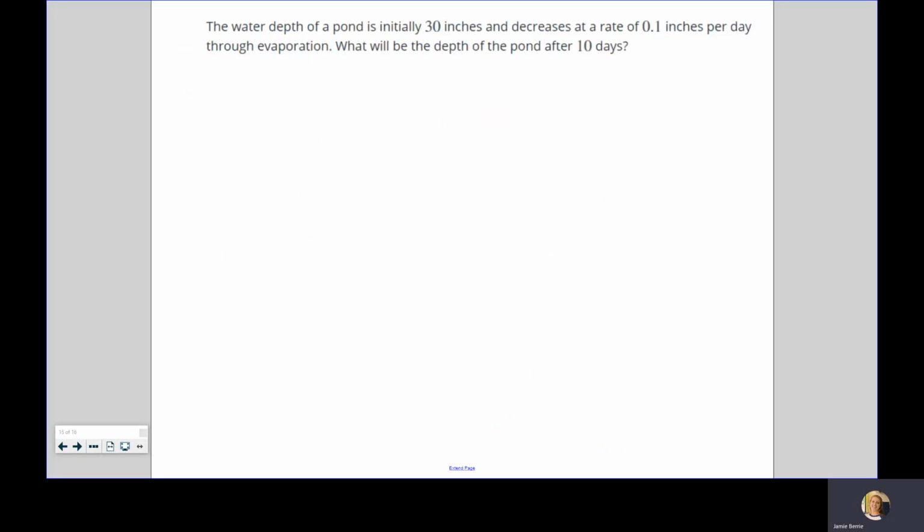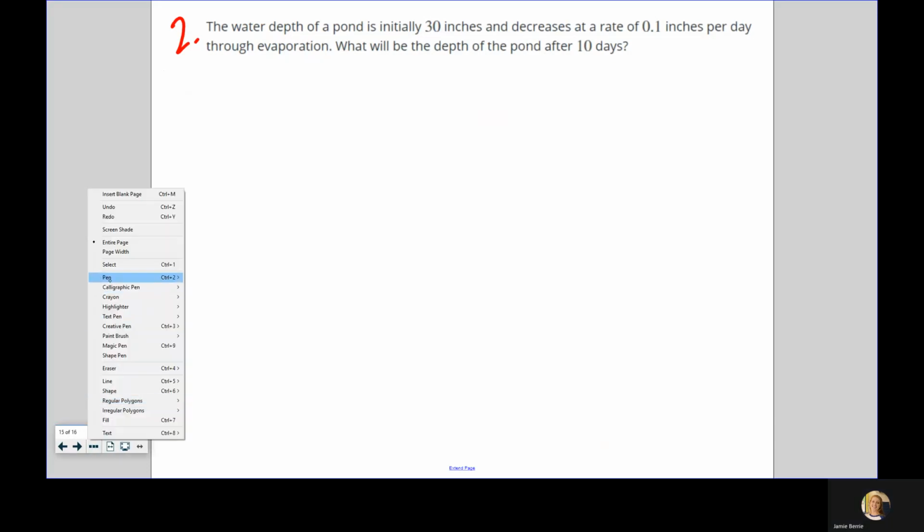The last two problems are word problems. We'll start off with an easy one and do one that's a little bit harder. It says the water depth of a pond is initially 30 inches and it decreases at a rate of 0.1 inches per day through evaporation. What will the depth of the pond be after 10 days?